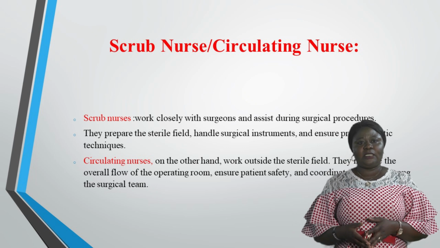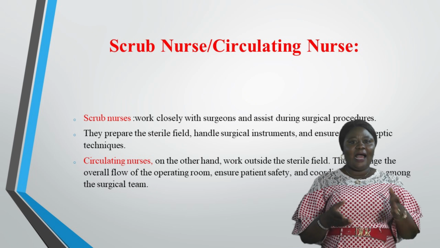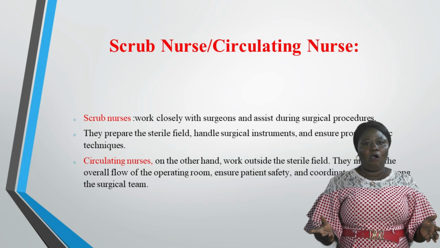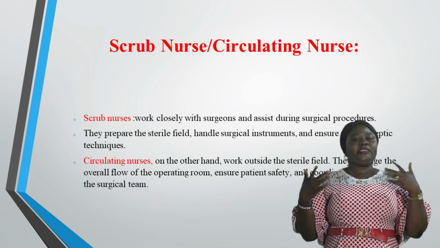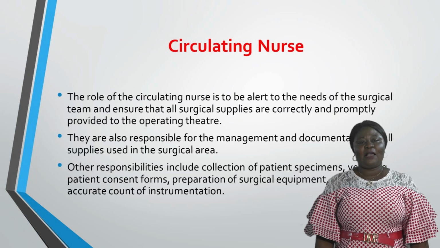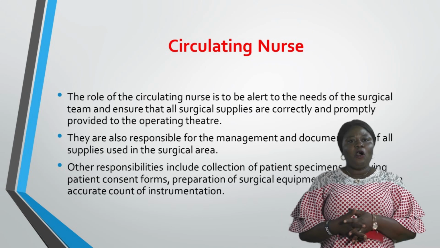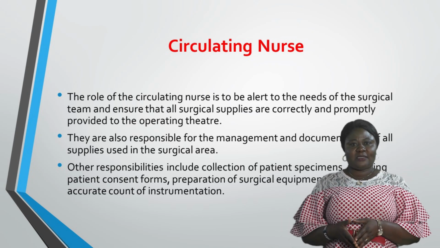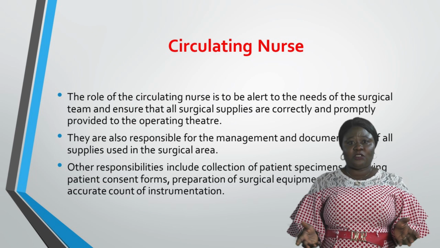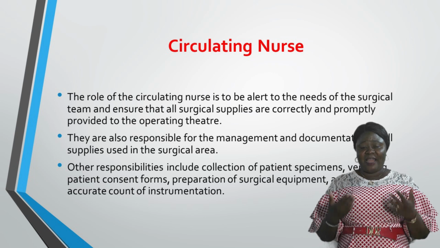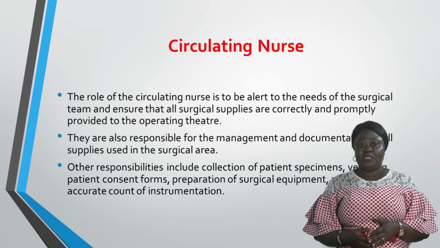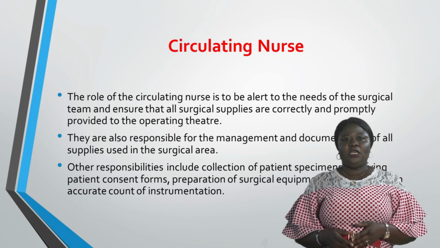Another one is circulating nurse. A circulating nurse, on the other hand, works outside the sterile field. They are the ones that manage the overall operating room. They ensure patient safety and also coordinate activities among the surgical team. The role of the circulating nurse is to be alert to the needs of the surgical team and also ensure that all surgical supplies are correctly and promptly provided to the operating theatre. So they are also responsible for the management and documentation of all the supplies used in the surgical area.